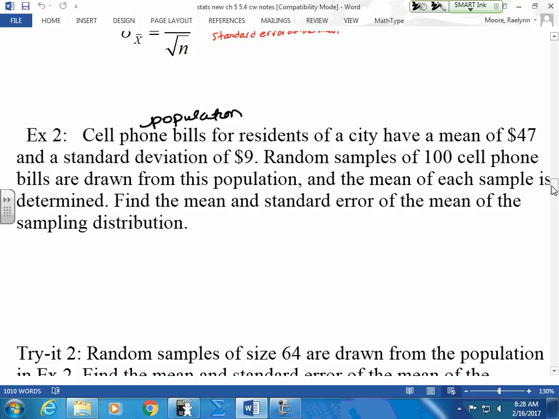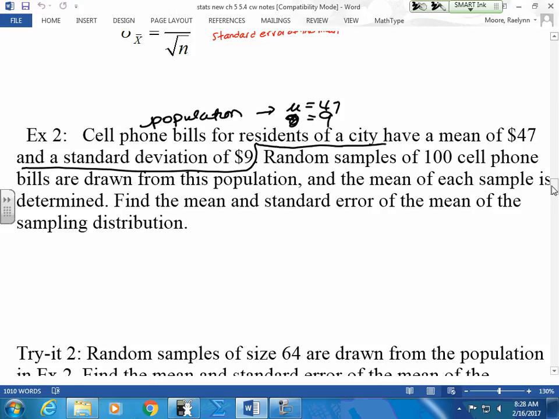Residents of my city. My mean is $47 and my standard deviation is $9. They obviously don't live in New York, because there's no way they have a mean of $47 and a standard deviation of $9 with Verizon. This talks about my population so far.